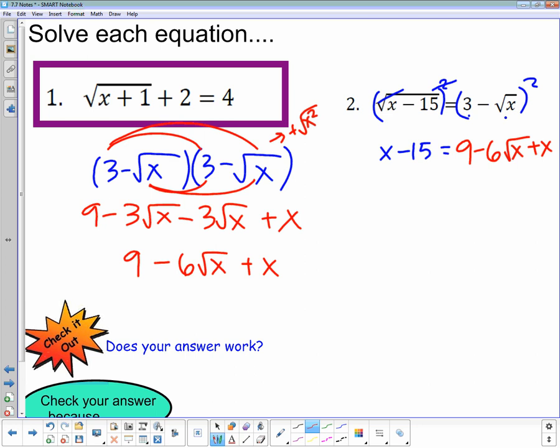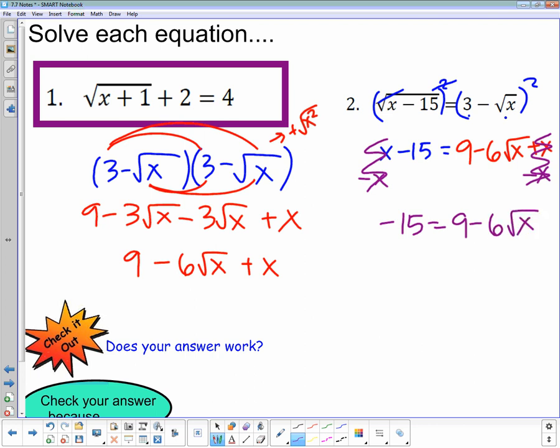Okay, now let's keep solving here and see what happens. I have x's on both sides. If I subtract an x from this side to get rid of it and subtract an x from that side to get rid of it, my x's actually go away. X minus x is 0, x minus x is 0. So that leaves me with a negative 15 equaling 9 minus 6 times the square root of x.